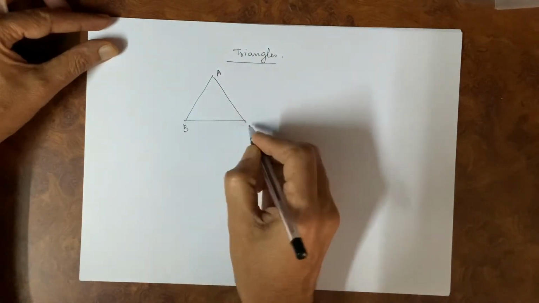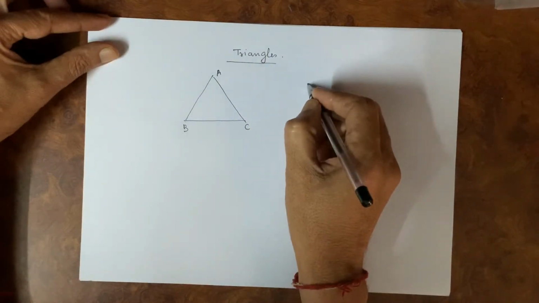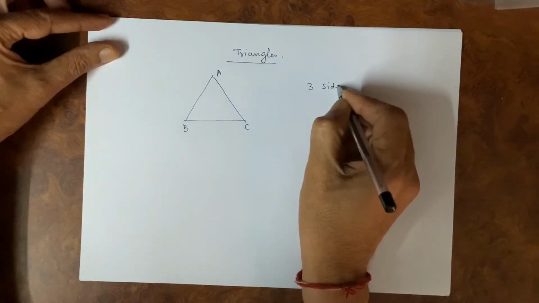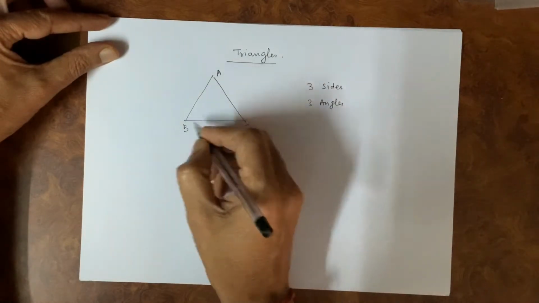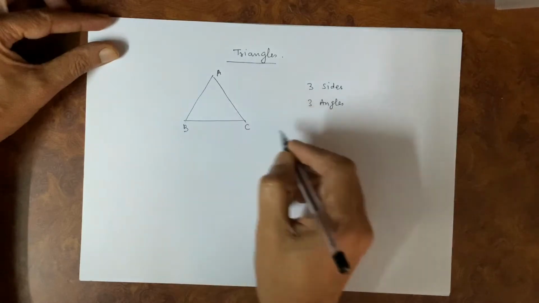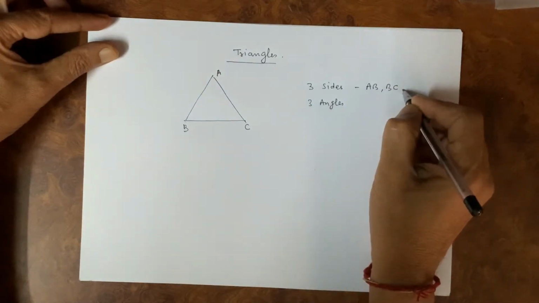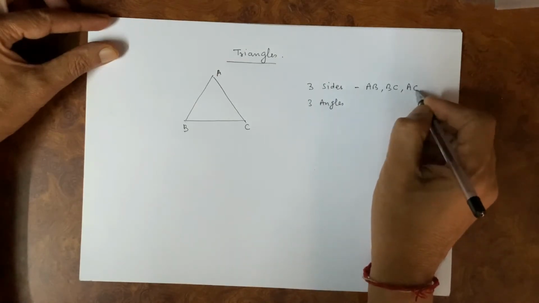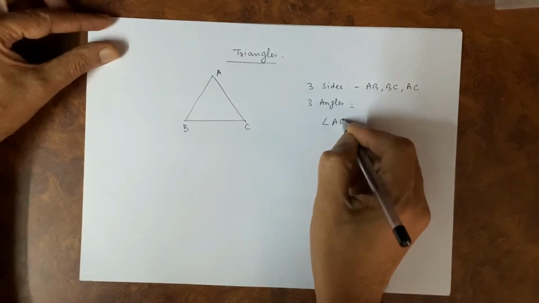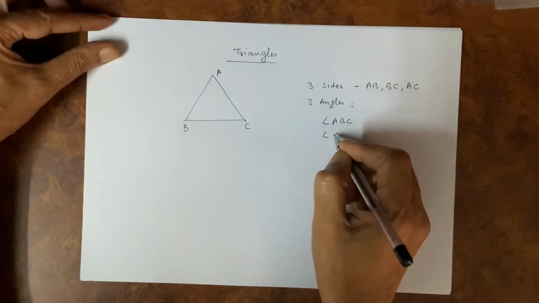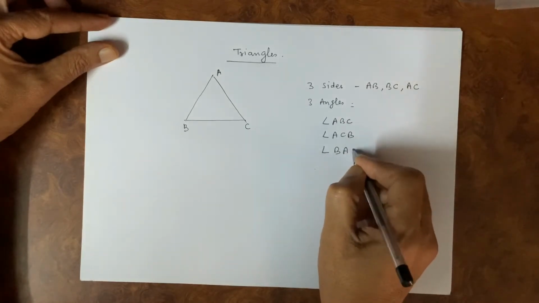ABC triangle. In this, there are three sides and three angles. Sides are AB, AC and BC. And angles are angle ABC, angle ACB and angle BAC.